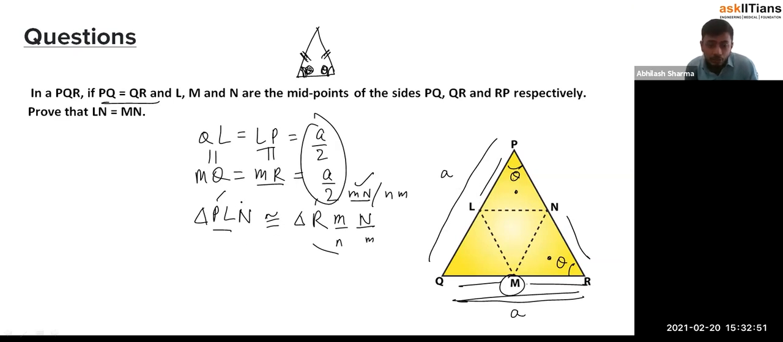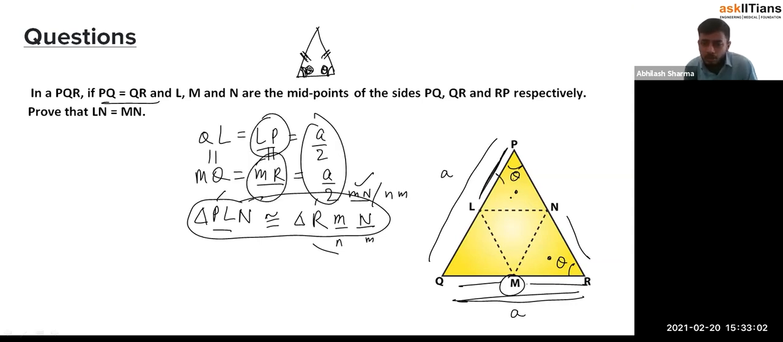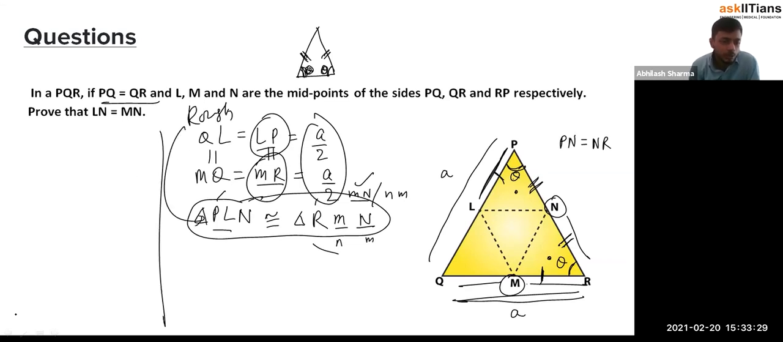And that's why in rough, we already know that this should be the congruence criterion. And of course, what congruence are we using? Look, we have proved now PL equal to RM. So this is already equal. And since N is the midpoint, it means that PN must be equal to NR because it is the midpoint. So this length equals this length. So of course, side, included angle and side can only be used. So we already know SAS must be used. Now, this was in rough. Now in fair we will write. Okay, let me write it like this.